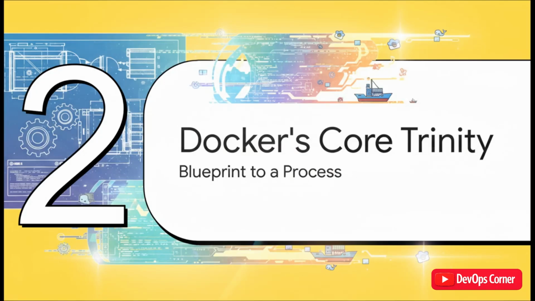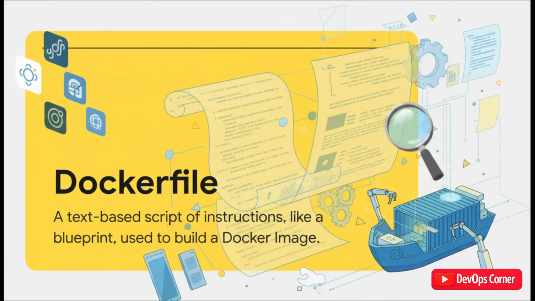So, how does Docker actually pull this off? It's not magic, it's all about these 3 core concepts that build on each other. I like to think of it as a logical flow. You start with a blueprint, you use that to create a template, and then you run a process from that template. And it all starts with this thing called a Dockerfile.